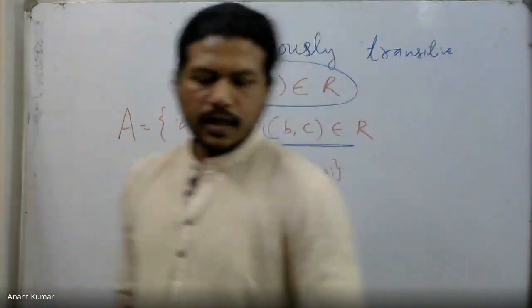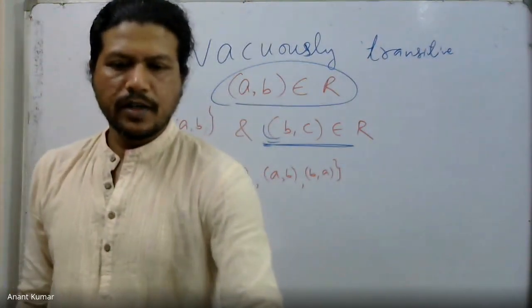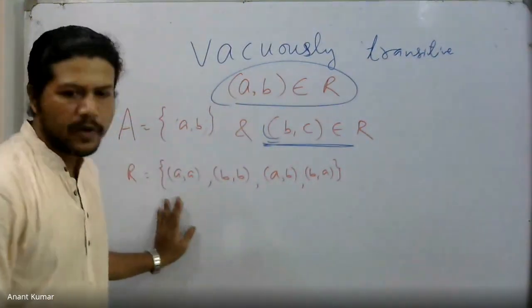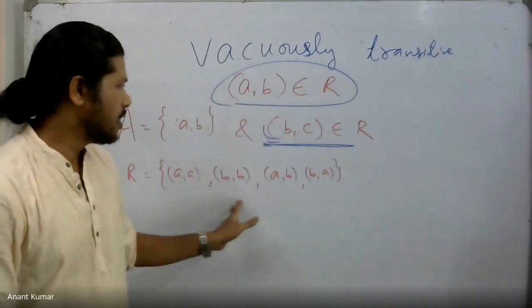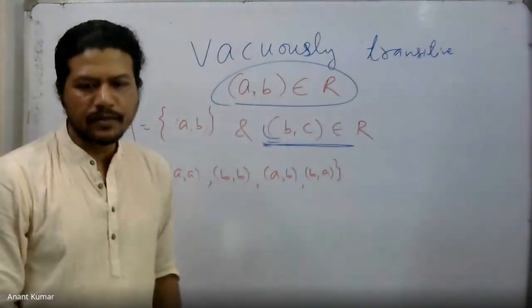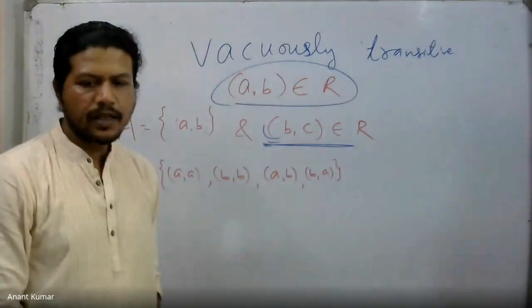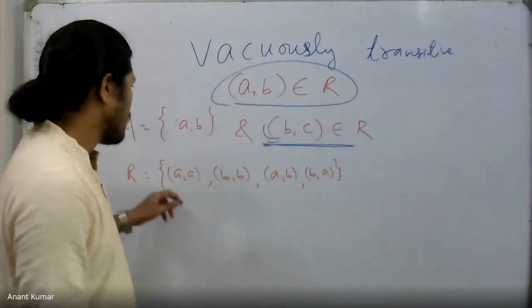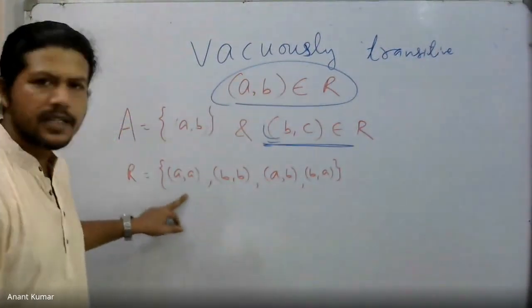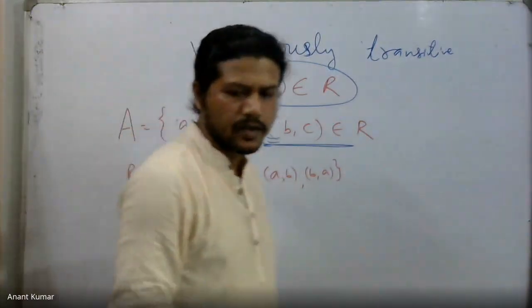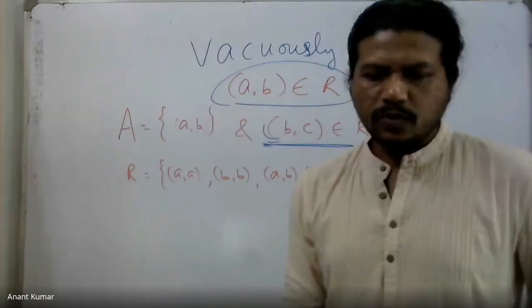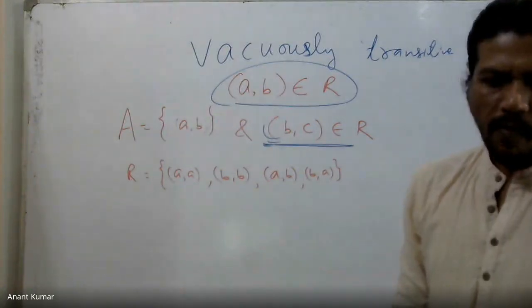So that is correct. In fact, this particular relation that we have written down over there, (A, A), (B, B), (A, B), and (B, A), is actually reflexive, but it is not antisymmetric. So yes, that is correct. Pradeep, that should be clarifying things.